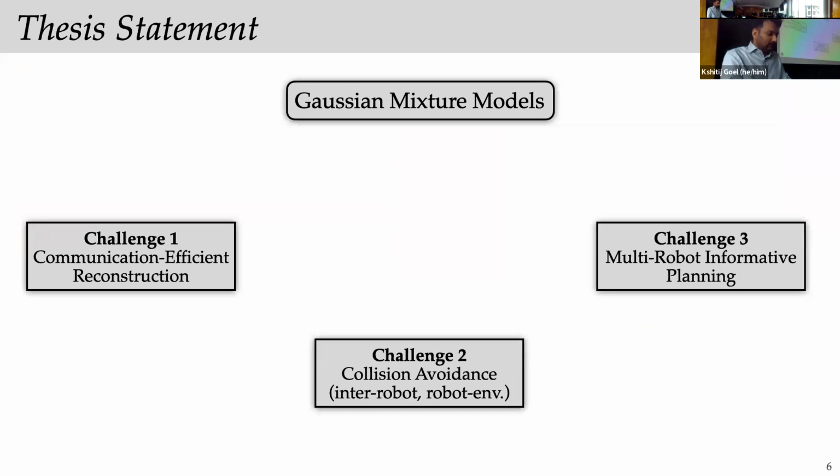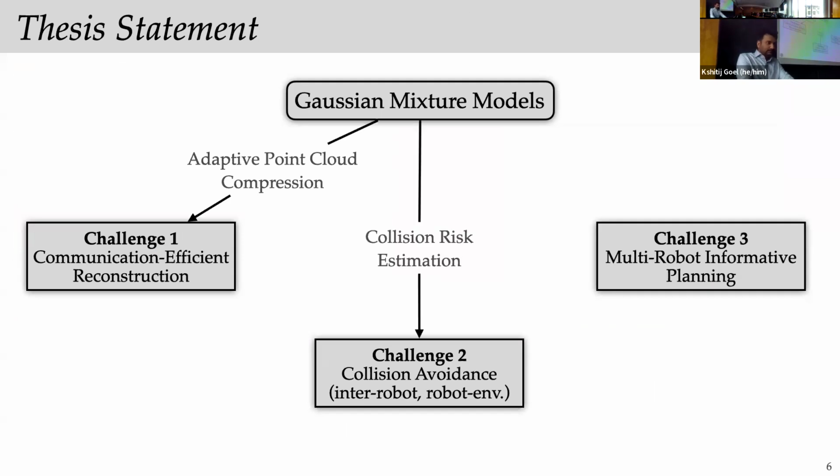To this end, in this thesis, we hypothesize that using Gaussian mixture models to represent point cloud data, we can do communication efficient reconstruction by adaptively compressing point clouds. We can estimate collision risk and enable inter-robot and robot-environment collision avoidance. And finally, we can use the same representation to perform distributed mapping that can help with multi-robot informative planning.